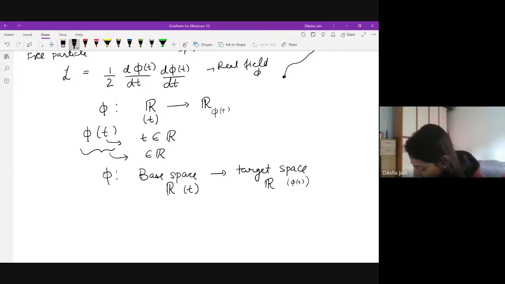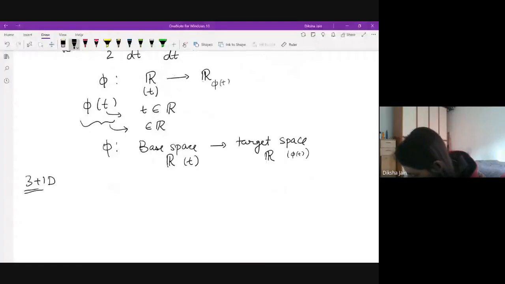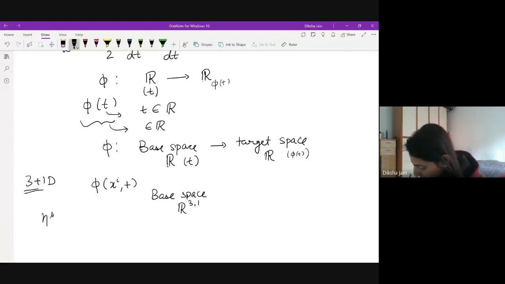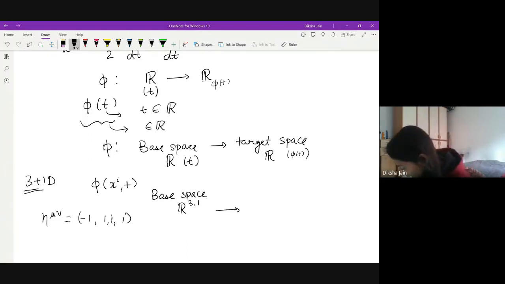For example, in 3 plus 1D QFT, what happens? Since my phi depends on x^i and t, my base space is R^4. More precisely, it's R^{3,1}, because in your metric you have one minus signature and the other three are plus, so it's Lorentzian. This is the base space, and again, if phi is a real field, the target space is again R. So for the 3 plus 1D system, your function phi is a map from R^{3,1} to R.